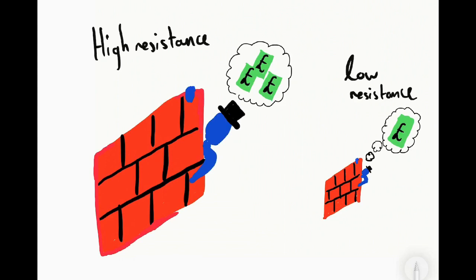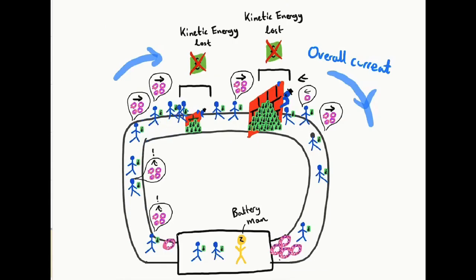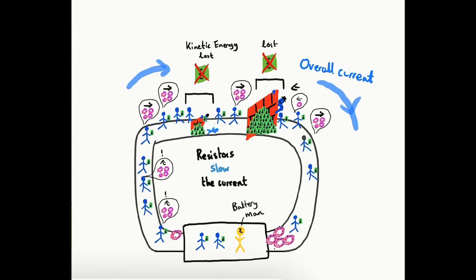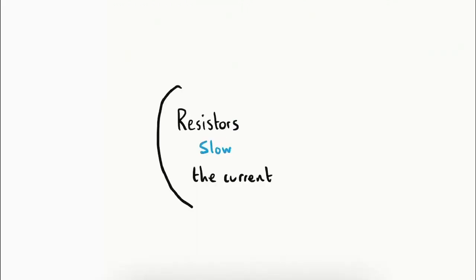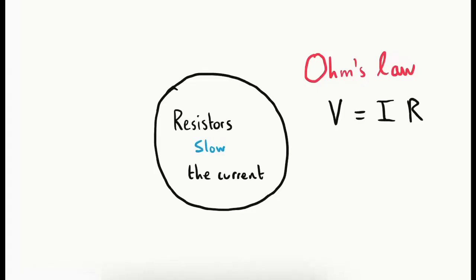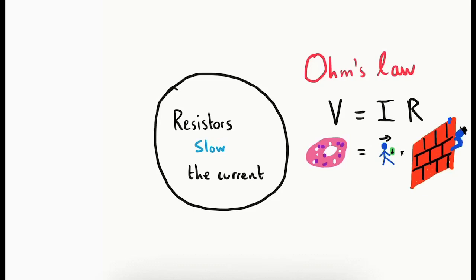Resistors come in different forms. Some are high in resistance, others are low in resistance. This depends on the temperature or material within the resistor. So when a current passes through a circuit, the resistor will slow down the current. And this is what we call Ohm's law. Potential difference is equal to current times resistance, or donut equals man times wall, whatever you prefer.